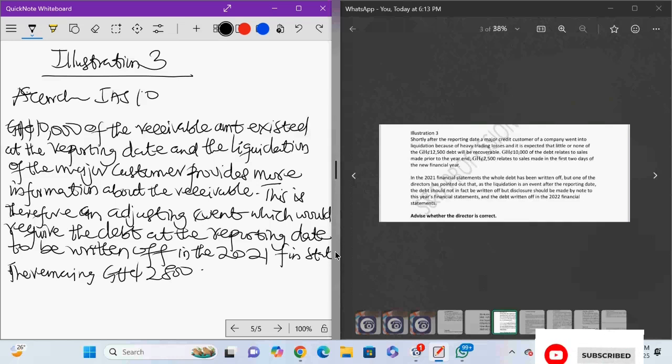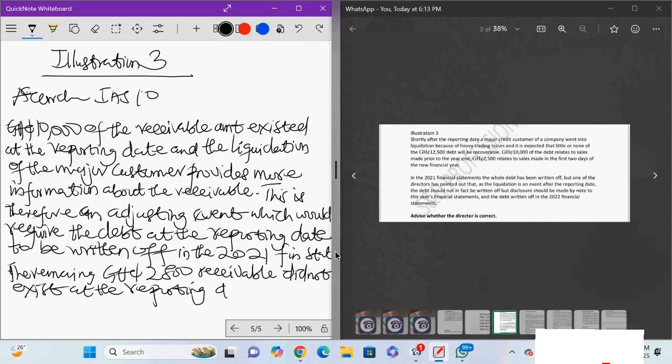The remaining 2,500 receivable did not exist at the reporting date. Did not exist at the reporting date. Hence it should be disclosed.